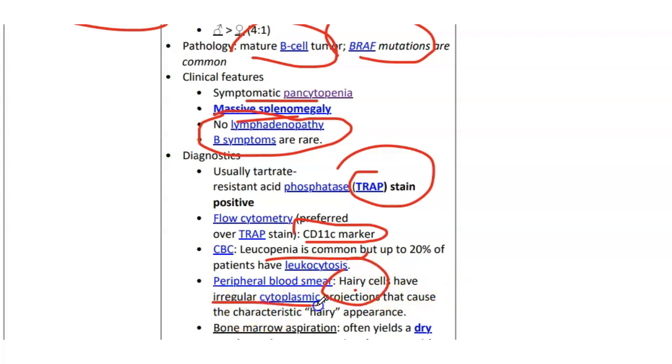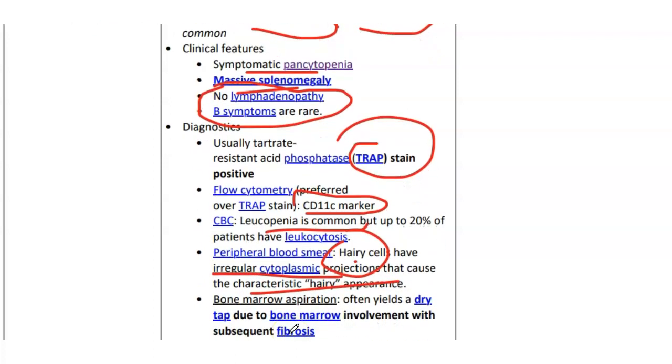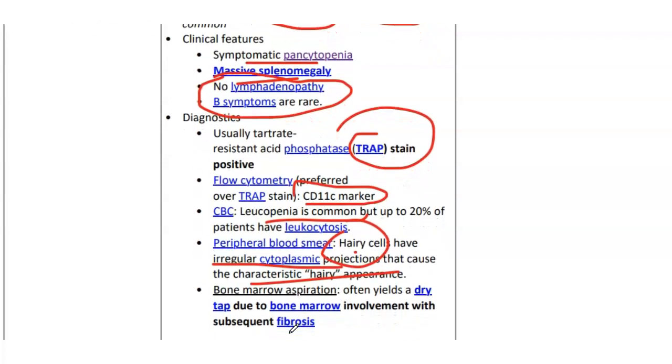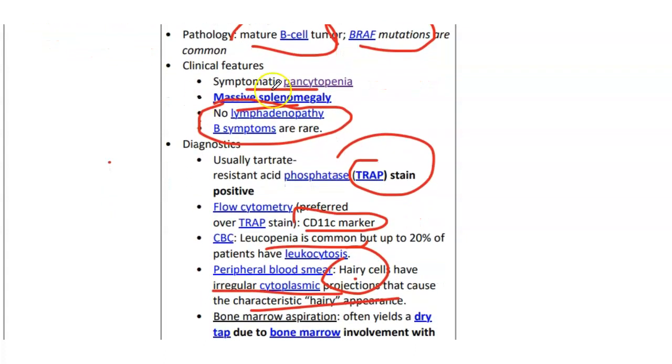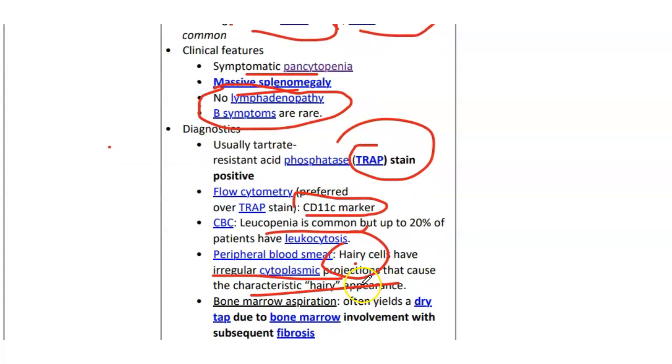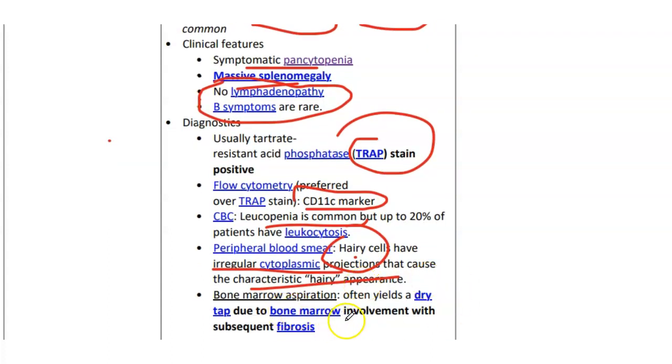They have irregular cytoplasmic projections that cause the characteristic hairy appearance. Bone marrow aspiration often yields a dry tap due to bone marrow involvement with subsequent fibrosis. So these are some points about hairy cell leukemia: no lymphadenopathy, B symptoms are rare, and there will be pancytopenia, splenomegaly, TRAP stain positive, CD11c marker, hairy cells, and a dry tap due to marrow involvement with subsequent fibrosis.